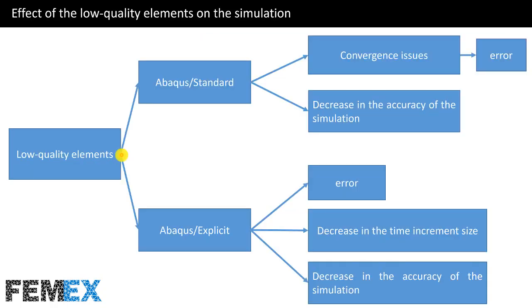Now I want to talk about the effect of the low quality elements on the simulation. When we are using the Abaqus standard solver, low quality elements can lead to convergence issues or a decrease in the accuracy of the simulation. Convergence issues can lead to error. And when we are using the Abaqus explicit solver, low quality elements can lead to error or a decrease in the time increment size or a decrease in the accuracy of the simulation.